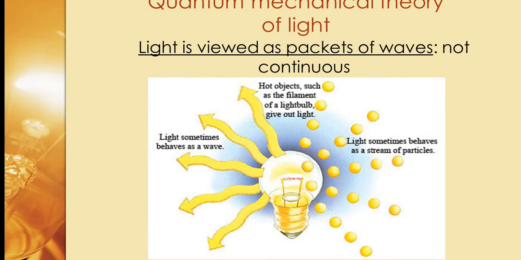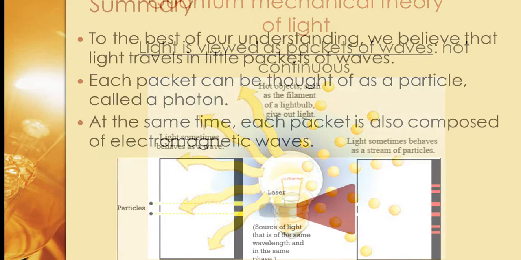Okay, all right. That brings us to the quantum mechanical theory of light. Light is viewed as packets of waves, not exactly continuous, but sometimes acting continuously. All right, so here's our light bulb. Sometimes those are coming out like a wave continuously, sometimes like a stream of particles. And that's about as good as I can do right now. I'm not a quantum physicist. That's about as much as I can handle in my brain.